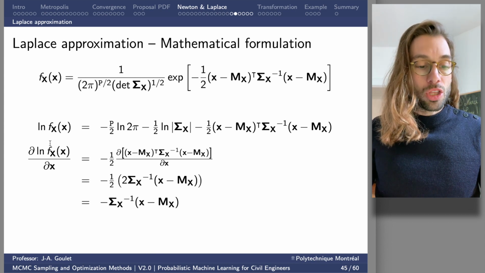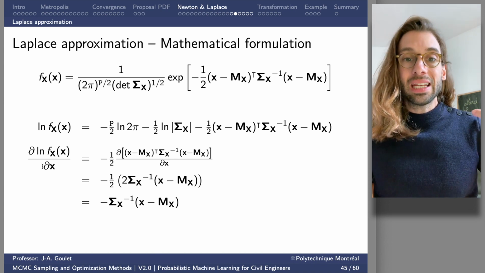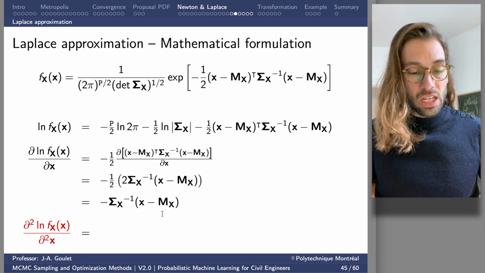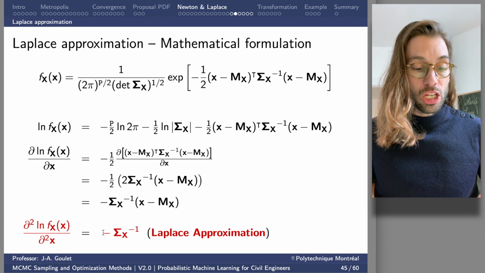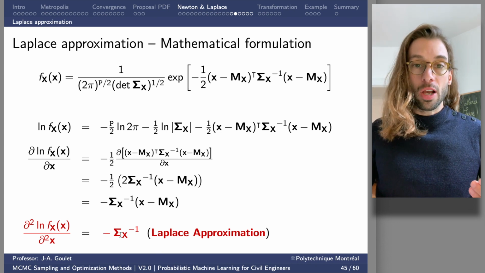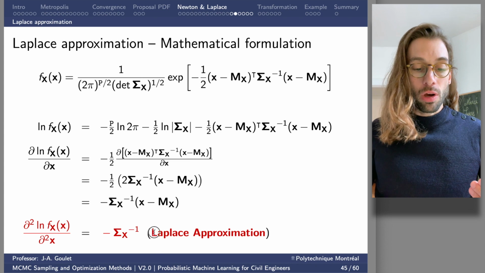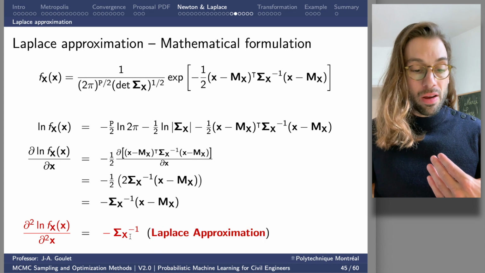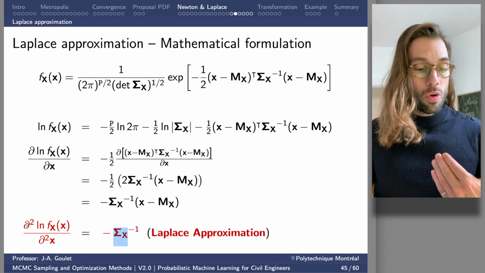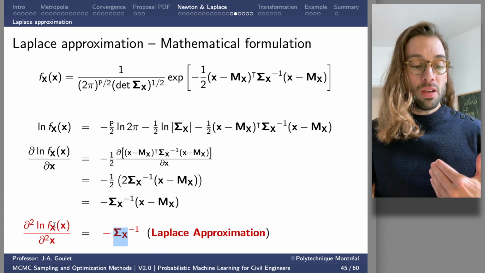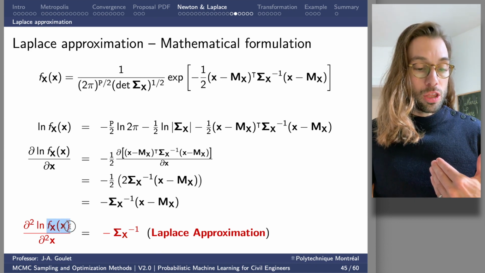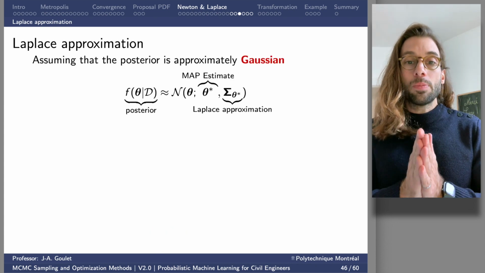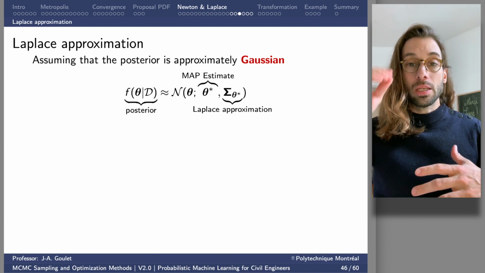Now what's going to happen if I take not the first order derivative, but a second derivative? So I take the derivative of this function once again. The result is going to be minus the inverse of my covariance. And this is what is called my Laplace approximation. We can approximate the covariance for my posterior through the curvature, so the second order derivative of the log of the unnormalized posterior.